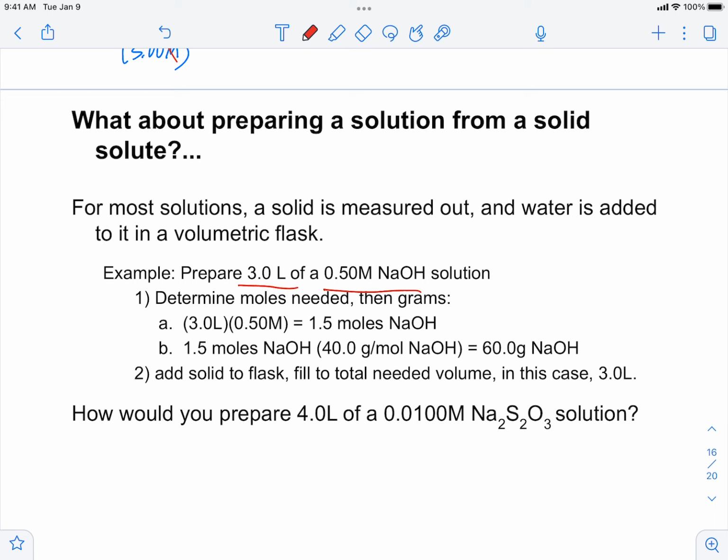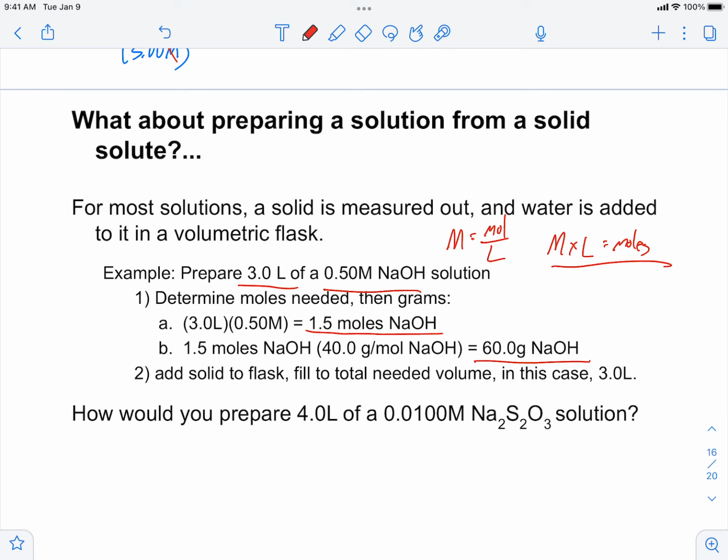The first thing you need to do is figure out how many moles that is so that you can figure out how many grams that is. So again, if molarity is moles over liters, then I can find moles by multiplying the molarity times liters. So this is what we're doing here first. 3 liters times 0.5 molar, I'm going to need 1.5 moles of sodium hydroxide. But in the lab, your balances do not weigh moles, they weigh grams. So we have to convert this to grams. So we use the molar mass, 1.5 times 40, and we get 60 grams.